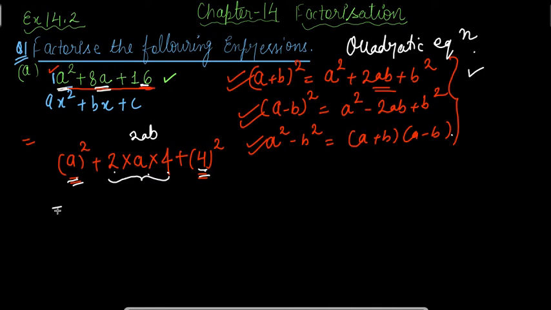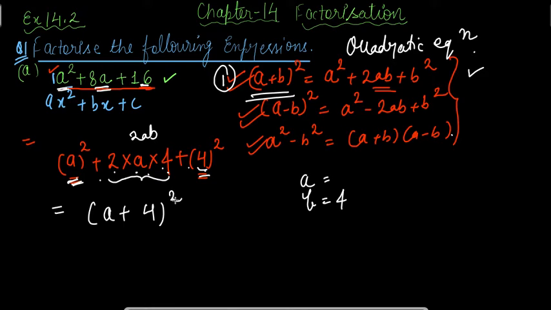Now if you compare it with the first algebraic identity, this expression is in the form of a square plus 2ab plus b square, where a is of course my first term and my b is 4. Can I write it in the form of a plus b whole square? A, what is my b here?